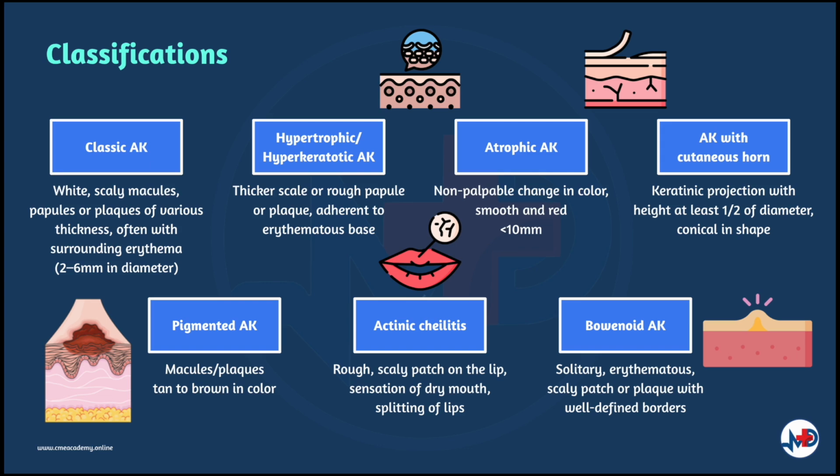Pigmented AK has macules or plugs that are tan to brown in color. Actinic cheilitis more commonly appears on the lip as rough, scaly patches. There will be sensation of dry mouth and splitting of the lips. Bovinoid AK is often solitary and erythematous. It has scaly patch or plugs that are well defined.